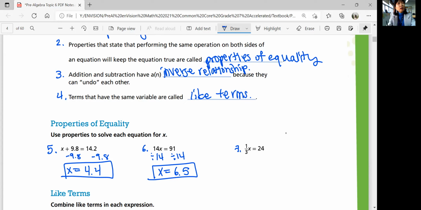Okay, number 7. That was number 6. Number 7, 1/3 x equals 24. Because you have 1/3, that's saying that you divide x by 3. So this is basically x over 3 equals 24. If you multiply 1 and x, that means you multiply 3 on both sides to undo the 3, so that x is equal to 72. Okay, I'll come back.